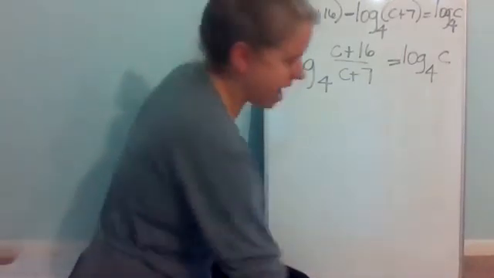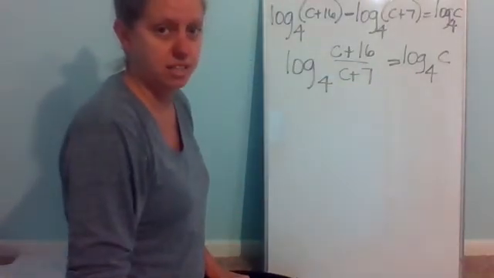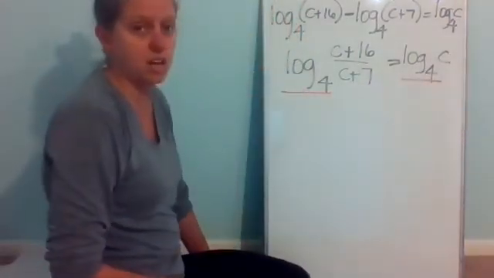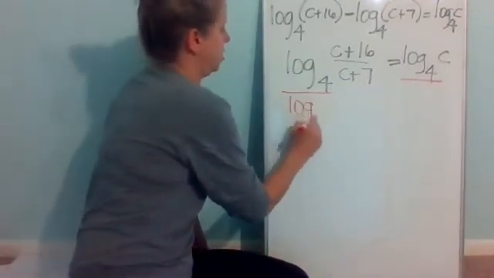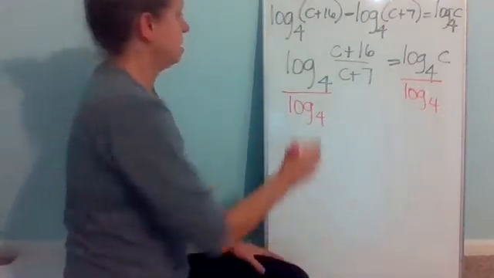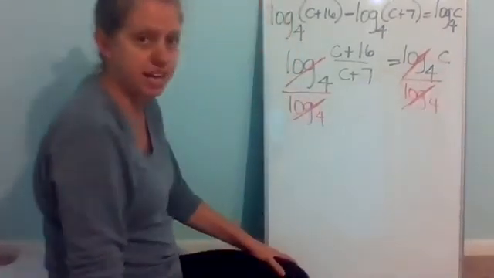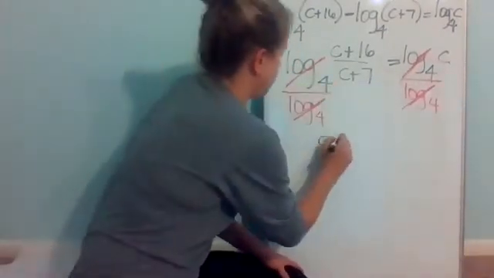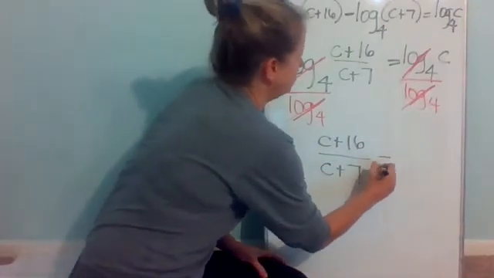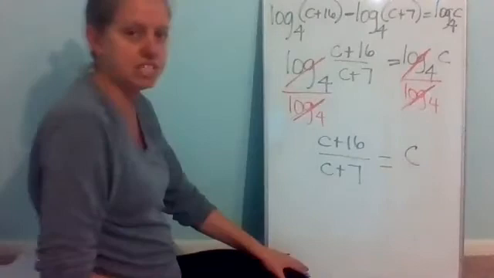So now look what we have. I have log base 4 actually on both sides, which means I can divide. I can do anything to one side as long as I do it to the other. What if I just divide log base 4 off of both sides? So this one cancels that. That one cancels that. So all I'm left with on the left side is c plus 16 over c plus 7. On the right side, I have just a c.